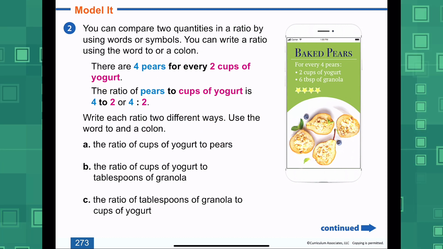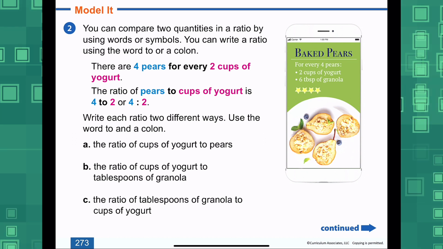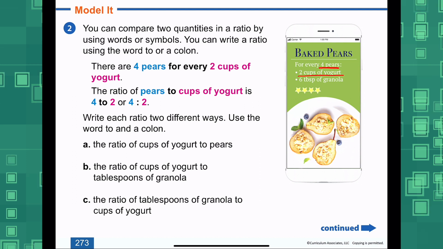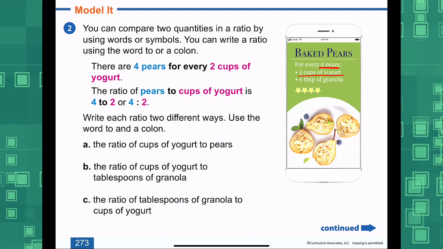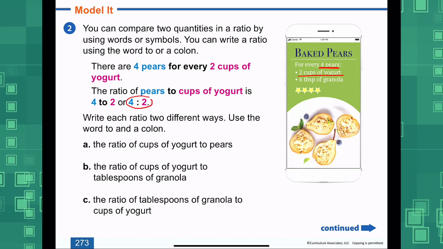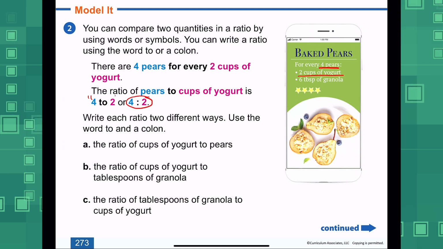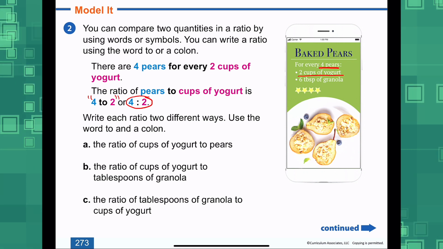Number 2 is using the same recipe here. It says there are 4 pears for every 2 cups of yogurt, right? Because it takes 4 pears for every 2 cups of yogurt. The way that we can write that as a ratio is by doing 4:2, and the way that we read that would be 4 to 2.